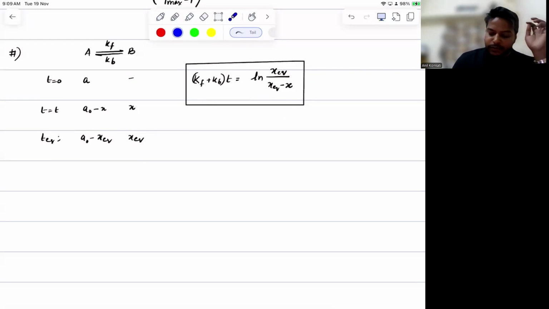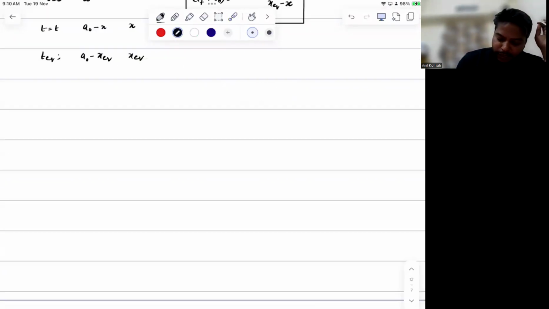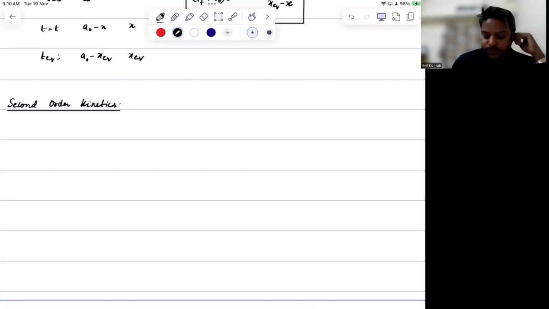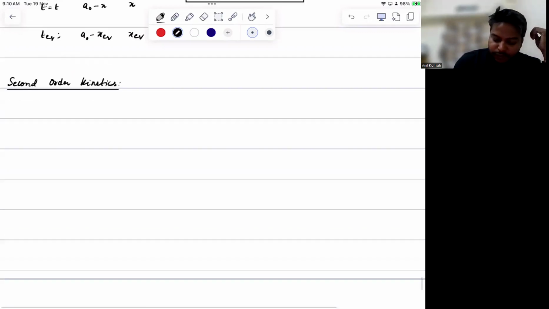Done? Now, check out second order kinetics. Questions on second order kinetics are not asked, only equations are asked. How does the equation look?